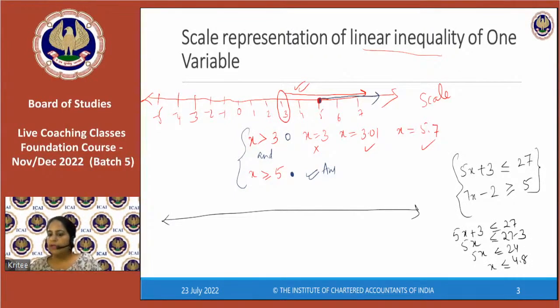Why 5? Why are people giving me 5? It is 4.8. 24 by 5 is correct. Yes. Good, Anshita. Anshita has calculated it correctly.